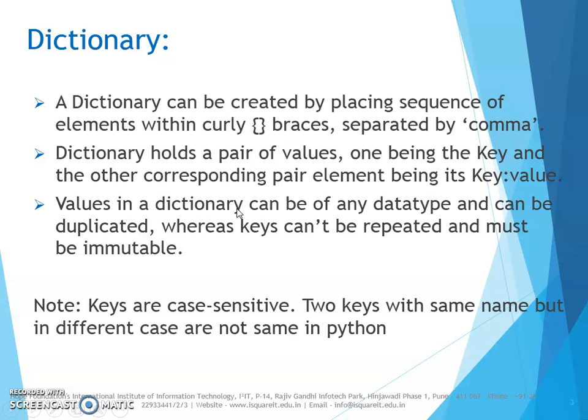The value in the dictionary can be of any data type. These values can be duplicated, but the keys cannot be repeated. So the key is immutable, values can repeat. Keys are case sensitive. Two keys with the same name but in different case are not the same in Python.